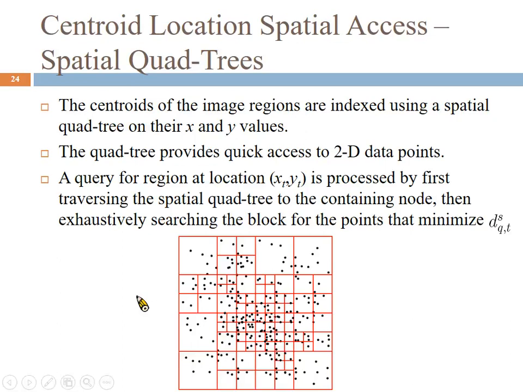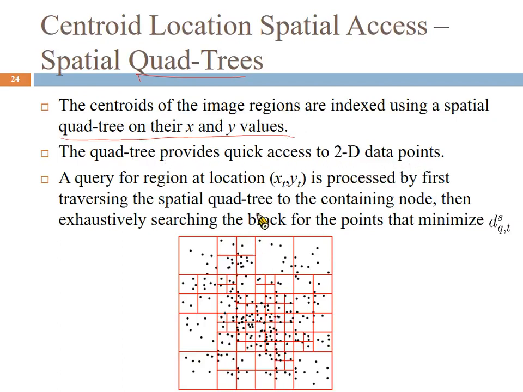If you have many images in your database and each image has many regions, then there will be a problem: you have to calculate the spatial distance between all the region pairs. So we need a more efficient way to index the location of each region. The way used here is the CRA tree. The centroids of the image regions are indexed using a spatial CRA tree on their x and y values. And this spatial structure provides quick access to 2D data points.